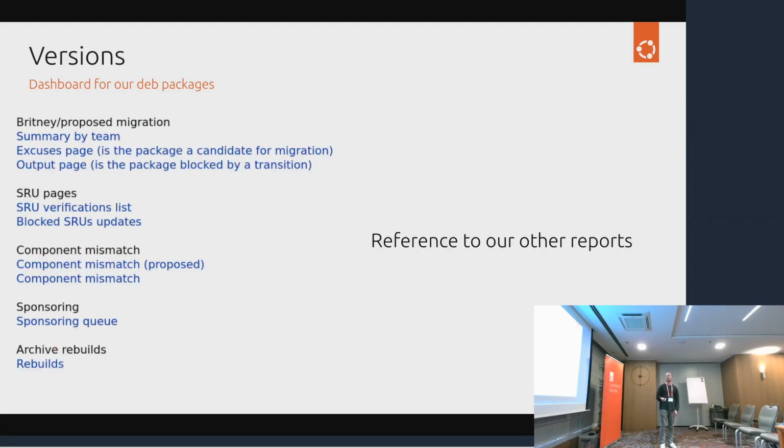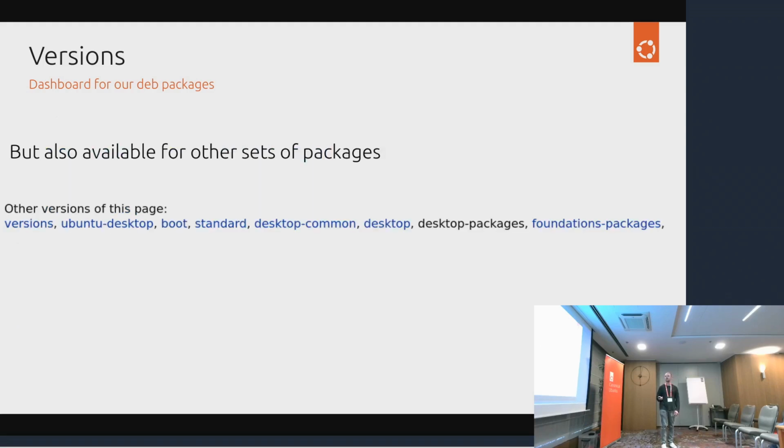I did include at the bottom of the report links to other useful reports for the team, because sometimes it's not obvious to people where to find information. So if you go to the bottom, you can go to the SRU verification, components mismatch, sponsoring queue, and a few other things. And we also build similar reports for other sets of packages, like the boot, standard, desktop, and foundation packages. If other teams are interested in seeing their report, it's in the same namespace.